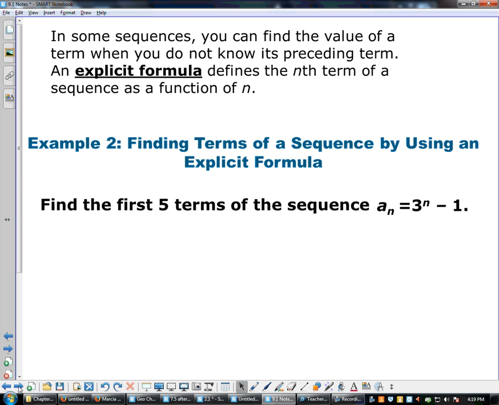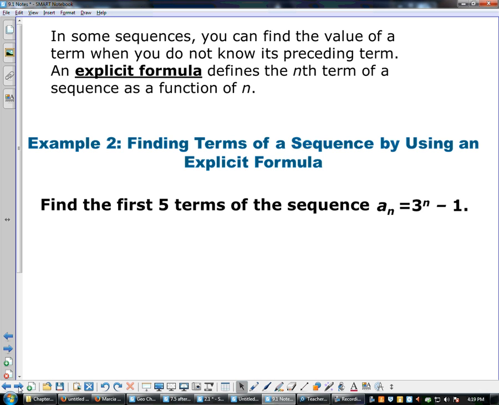Okay, in some sequences you can find the value of a term when you do not know its preceding term. An explicit formula defines the nth term of a sequence as a function of n. In other words, you can find the 10th term directly just using a formula. You don't need to have the 9th term to find it. All right, so finding terms of a sequence by using an explicit formula.